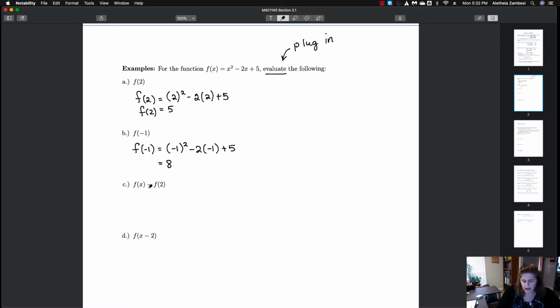Now if I want to have f of x and I'm subtracting f of 2, then what I'm going to do is I'm going to take my original function, f of x. So f of x is equal to x squared minus 2x plus 5. That's the piece I'm going to plug in for f of x here. So simplifying, we have x squared minus 2x plus 5.